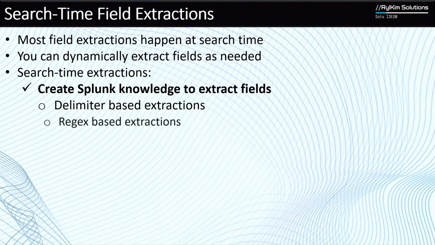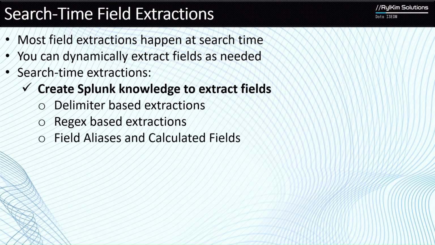Now the other one is regular expression based extraction, which you can perform as well. This is typically for unstructured data. If you have unstructured data, then you have to perform regex based extractions in Splunk. For both delimiter based extractions and regex based extractions, there is a utility in Splunk known as the field extractor utility, which we're going to see, that you can use to perform these two types of extractions. Now, the other thing that is worth mentioning here is field aliases and calculated fields.